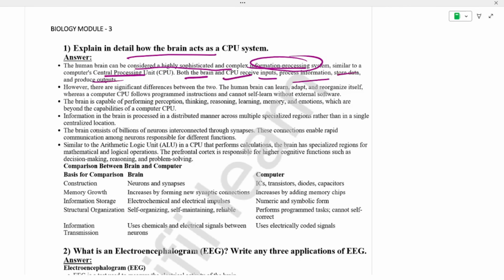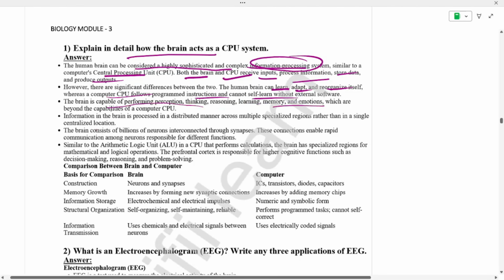Now there are differences also. The human brain can learn, adapt, recognize itself and reorganize, whereas a computer we have to program. It is not self learning. The brain is capable of perception, thinking, learning, memory, emotions and more, but this is beyond the computer CPU.